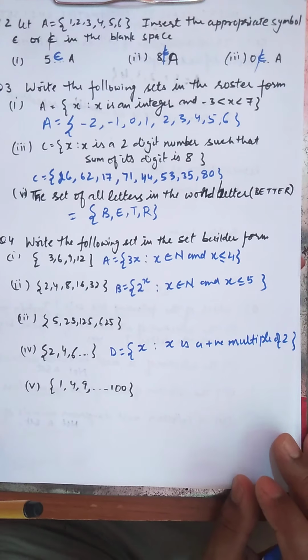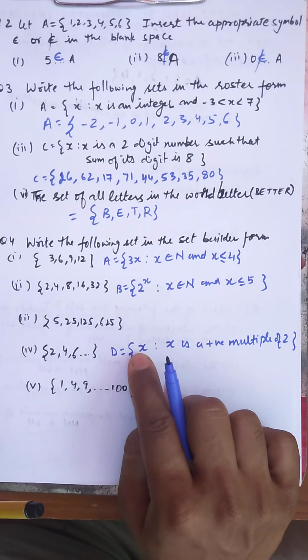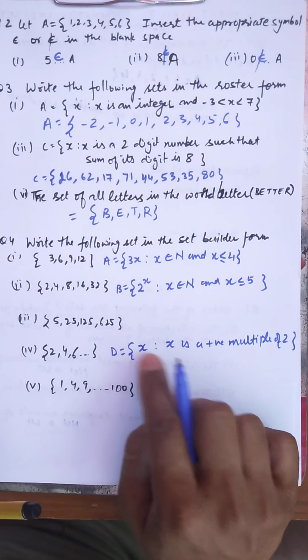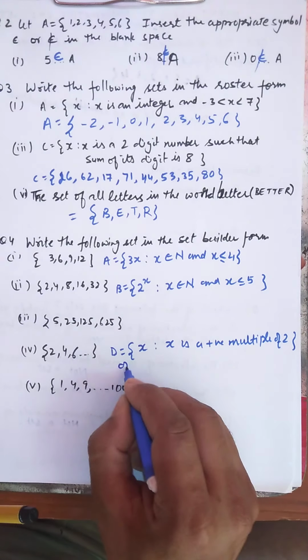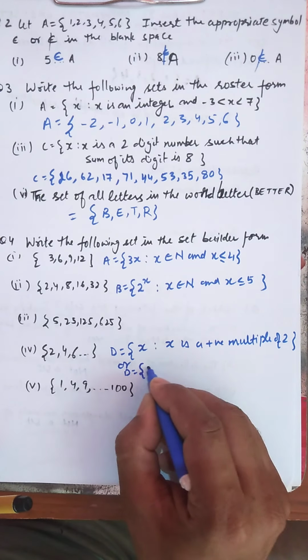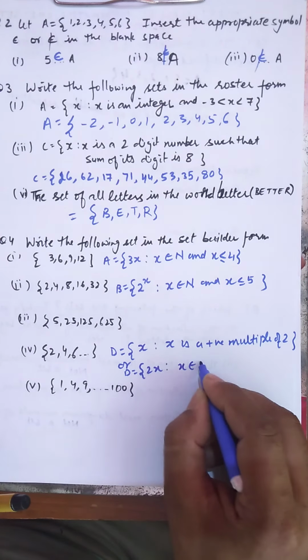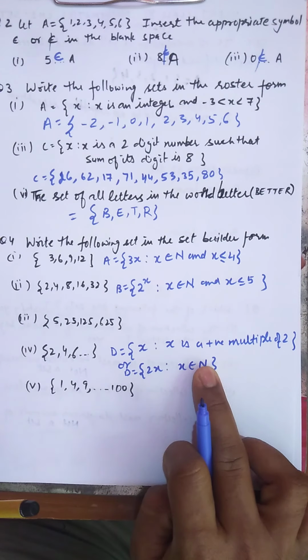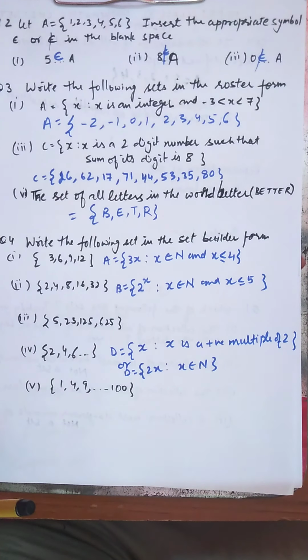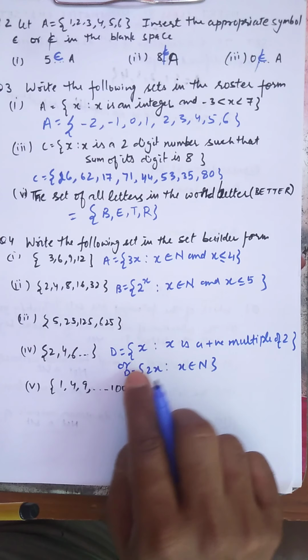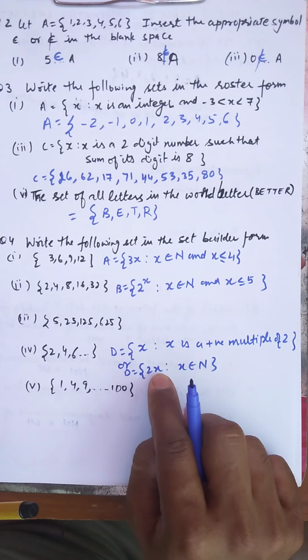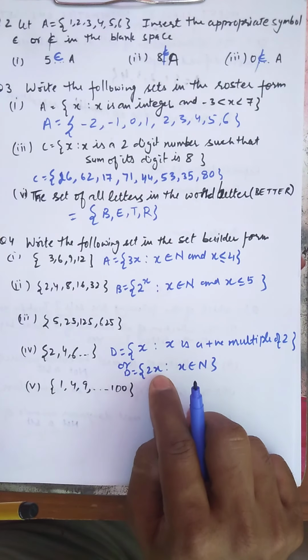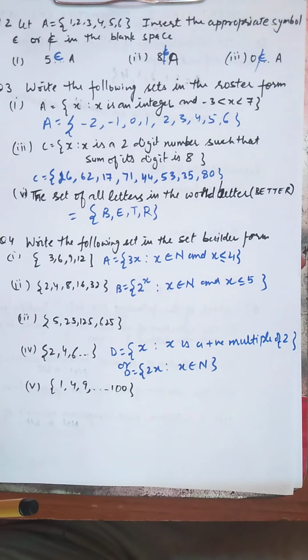So some of you might write it differently, like you can write this 2x, or D can be written as 2x, x belongs to N, in a very simple way. So x belongs to N, because x belongs to N, x is going to have infinite number of values, 1, 2, 3, 4. Similarly, the set D will have infinite number of elements, 2, 4, 6, 8 and so on.